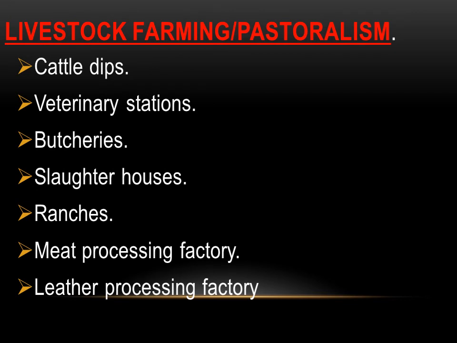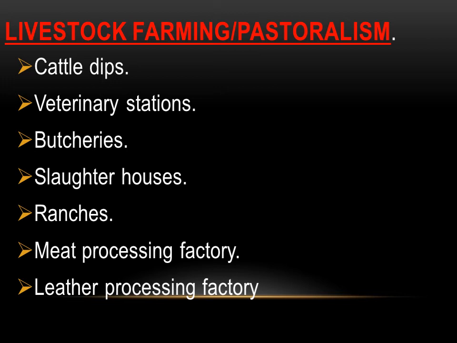Pastoralism or livestock farming. So we have cattle dips, where animals are treated or sprayed to control external parasites like ticks. Then you have veterinary stations. These are doctors who treat sick animals. So if you see a veterinary station, that means the area has livestock farming. Butcheries are shops that sell meat. So if you see a butchery, for example in Nairobi, within Kenya, we have livestock farming. Then you have slaughterhouses. These are places where the animals are slaughtered and supplied as meat.